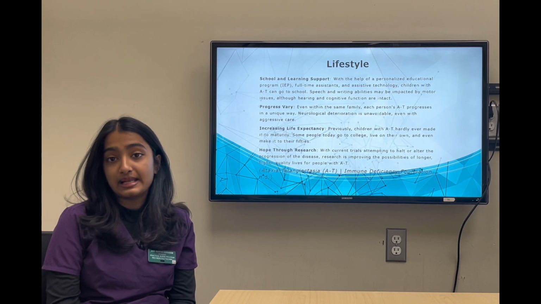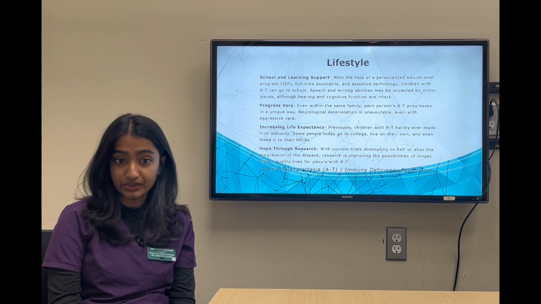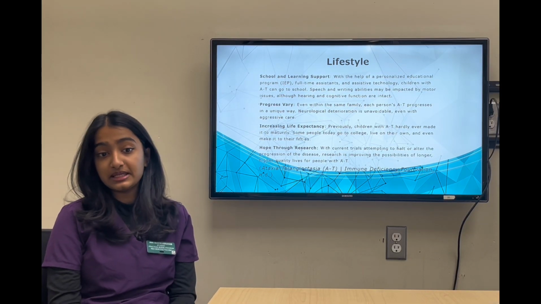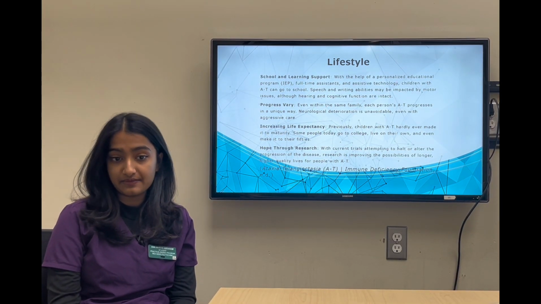With certain trials attempting to halt or alter the progression of the disease, research is improving the possibility of longer, higher quality lives for people with AT.